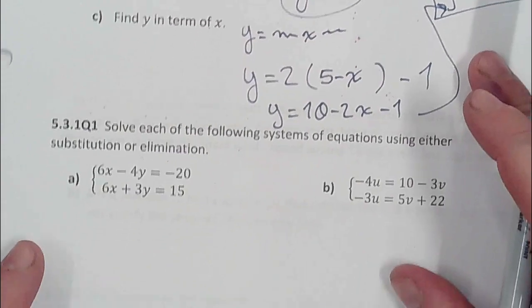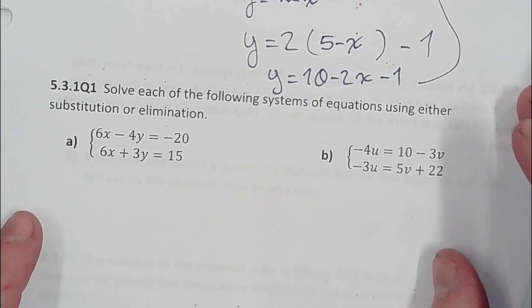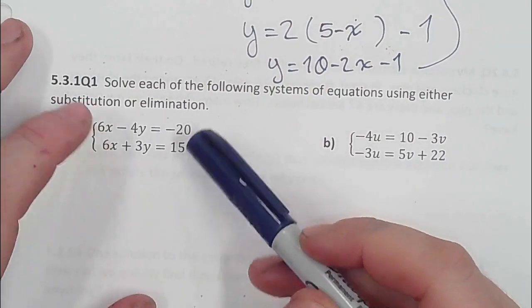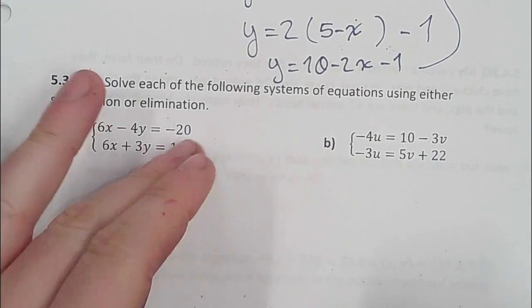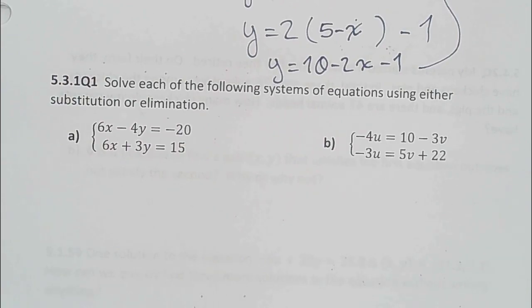For 531, it says solve each of the following systems of equations using either substitution or elimination. Again, these are 2 patterns. The question is, what numbers fit both patterns? And we can do substitution like we used before, or elimination. Now, elimination is a method we haven't talked about yet, so I think it's good to demonstrate it here.